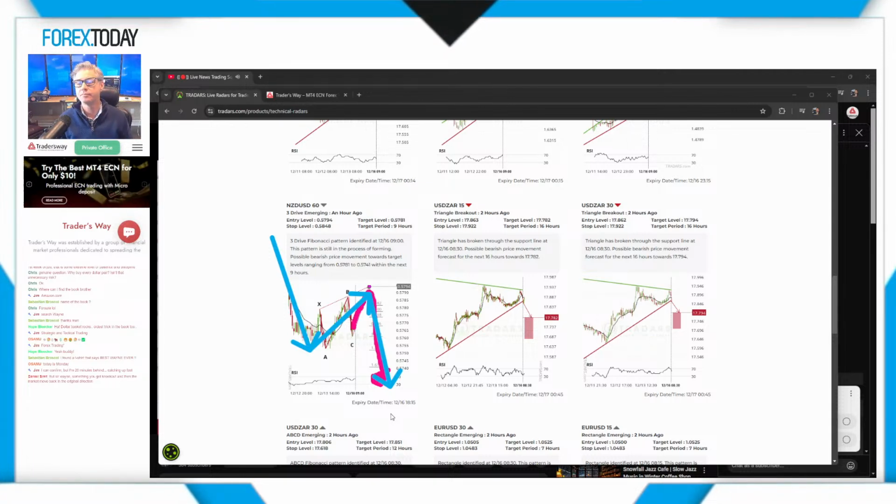Dogecoin price prediction. Doge extends losses despite Bitcoin rally to new high.